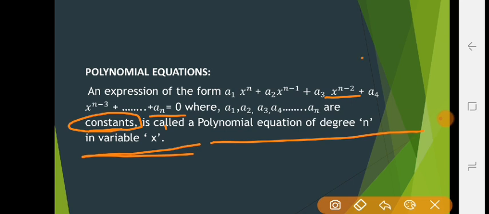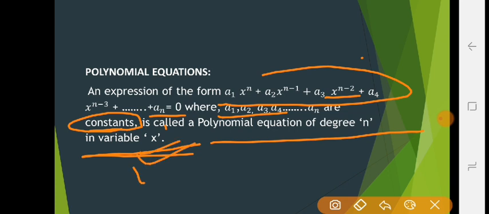So a polynomial equation means it should be in this form. Here the a values are constants and x is a variable, that means it is an unknown variable, so we are going to find out the value for it. Up to the nth term, degree n, that is termed as a polynomial equation.